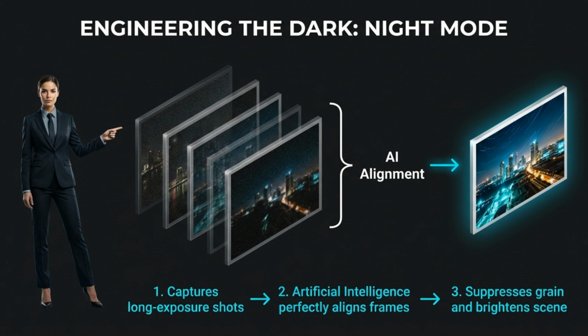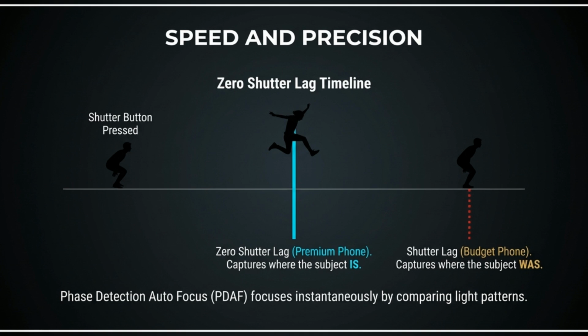Night mode is a sophisticated process that engineers the dark. It captures multiple long exposure shots, uses AI to perfectly align the frames, and then suppresses grain to brighten the scene, transforming low-light shots. Speed and precision are vital.